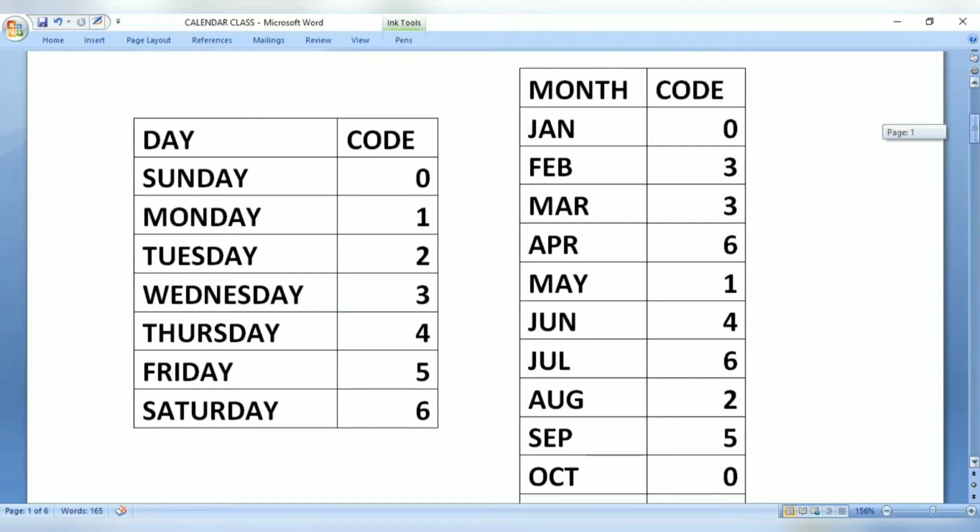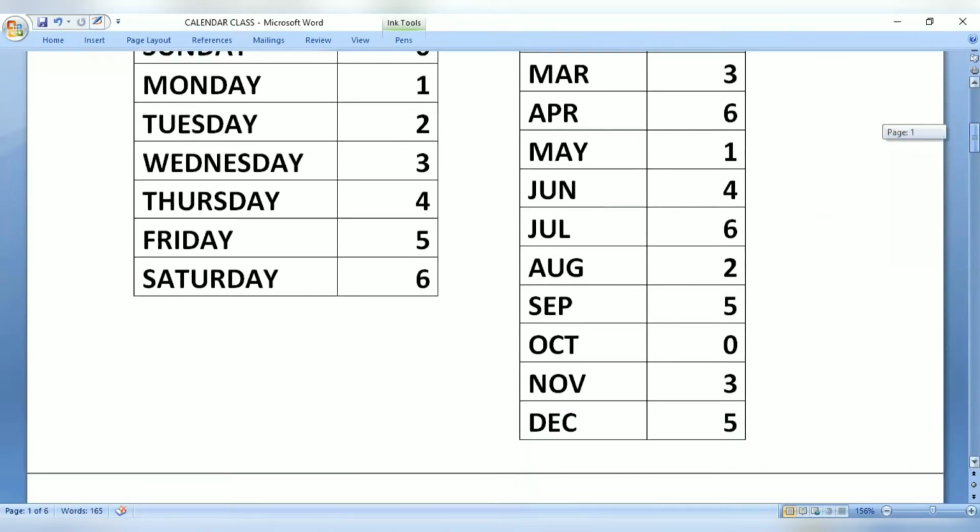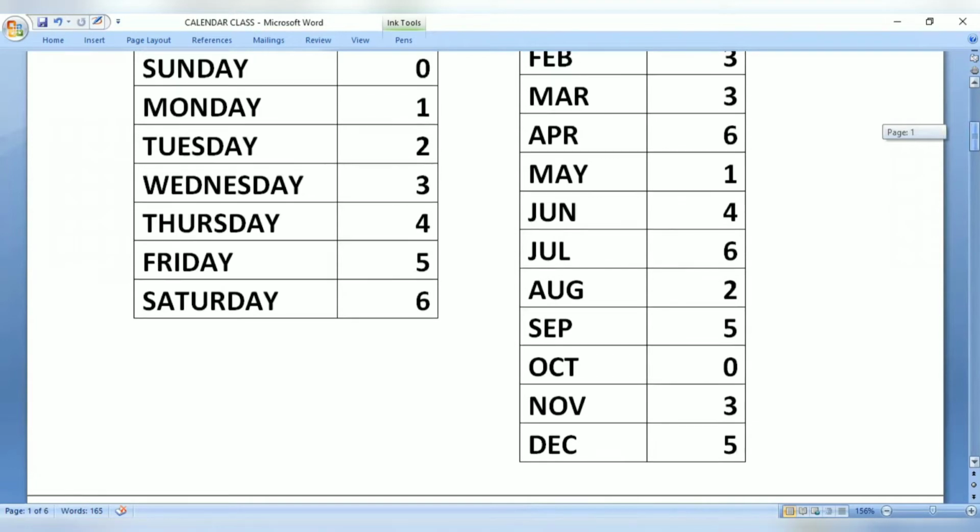For January, we have given the code 0. For February, the code is 3. For March, again 3. For April, 6. May, 1. For June, it is 4. For July, it is 6. For August, it is 2. For September, it is 5. For October, it is 0. For November, it is 3. For December, it is 5.